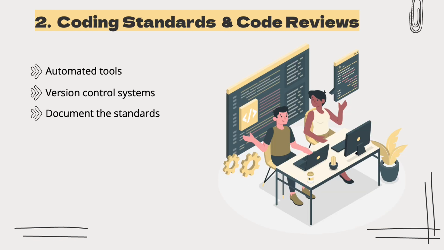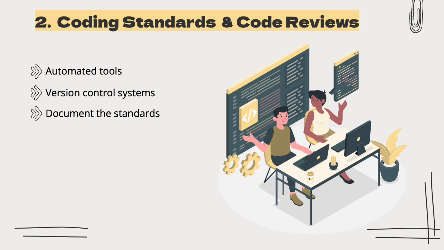Next is coding standards and code reviews. Coding standards are the guidelines that define how code should be written and organized. They cover areas such as naming conventions, code formatting, and code structure. On the other hand, code review involves the evaluation of the code by team members to identify errors, bugs, and areas of improvement in the code.